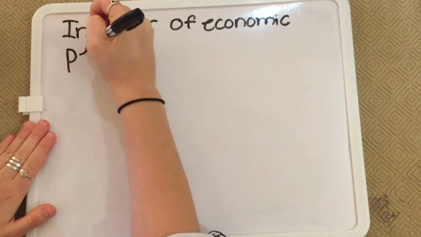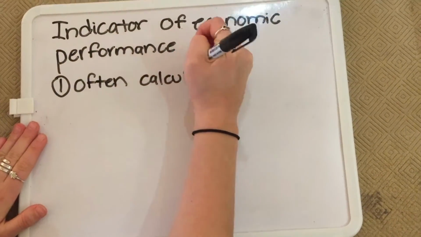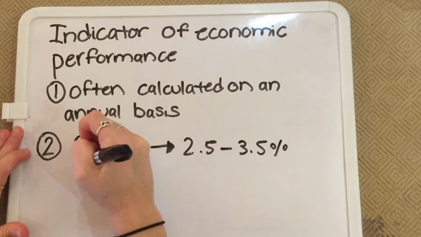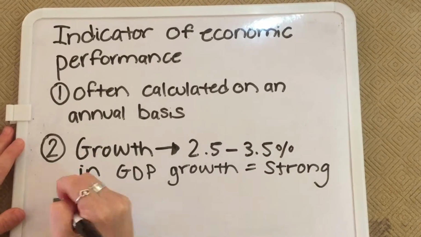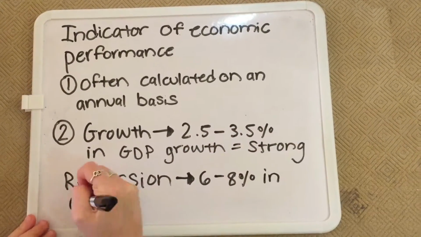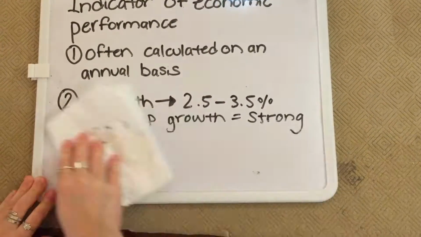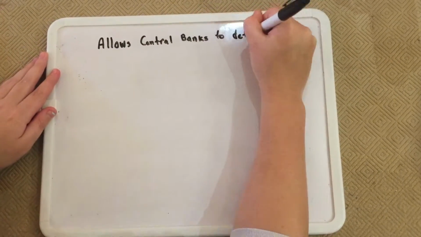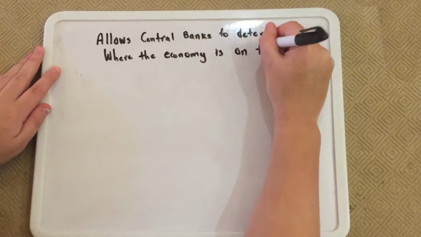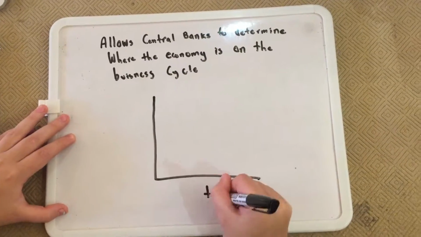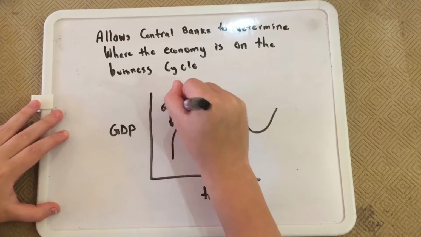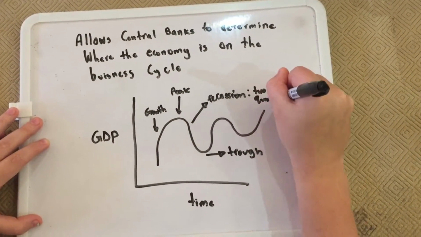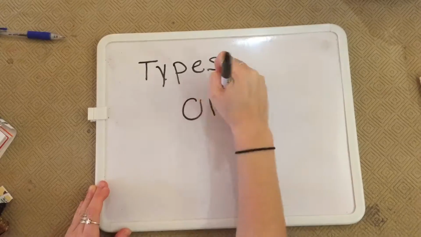There are some indicators of economic performance. It is often calculated on an annual basis. A growth from 2.5 to 3.5% in GDP long term is considered to be strong, while an economy moving from a recession could see a growth of 6 to 8%. This allows central banks to determine where the economy is on the business cycle and whether it is contracting or expanding. The recession you see here represents a negative GDP for 2 consecutive quarters, which signifies an economic recession.